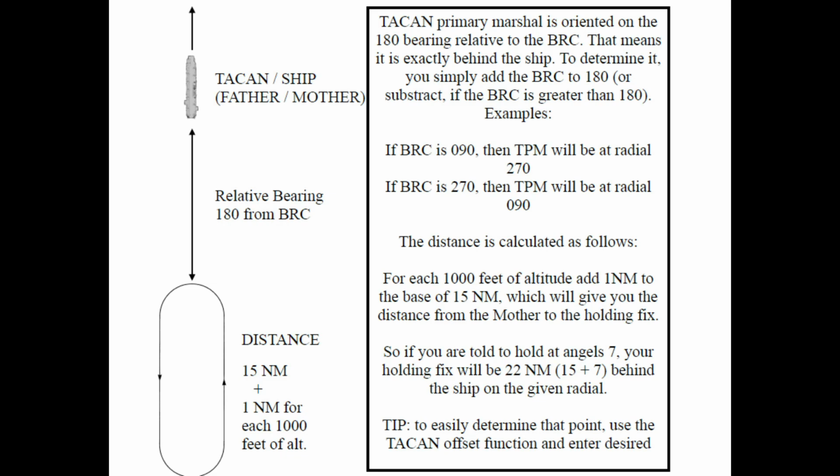So the TACAN primary marshal is orientated on the 180 bearing relative to the base recovery course. That means it is exactly behind the ship. To determine it, you simply add the base recovery course to 180 or subtract if the BRC is greater than 180. We have a couple of examples. So if BRC is 090, then the TACAN primary marshal will be at radial 270. Or if the BRC is 270, then the TACAN primary marshal will be at radial 090.